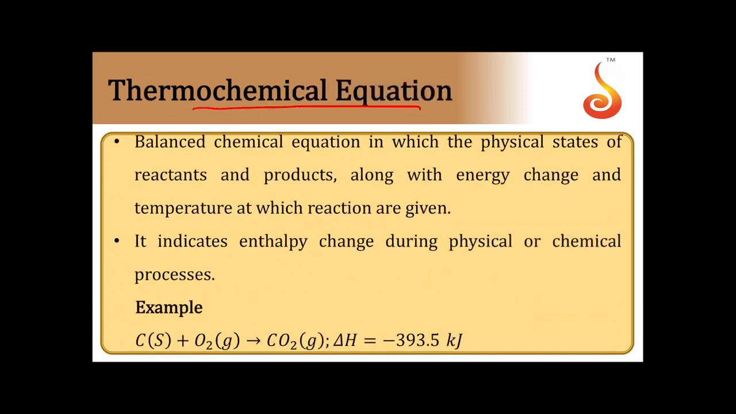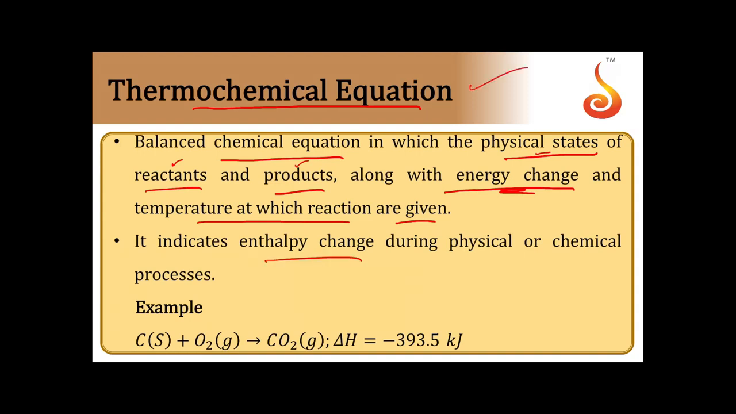Then the meaning of thermochemical equation. It is a balanced chemical equation in which the physical states of reactants and products, along with the energy change and the temperature at which the reaction takes place, are given. That is called a thermochemical equation. So it indicates the enthalpy change during a physical or chemical process.